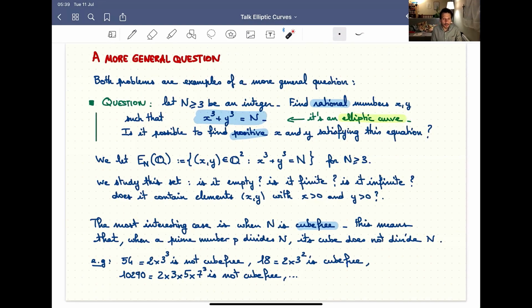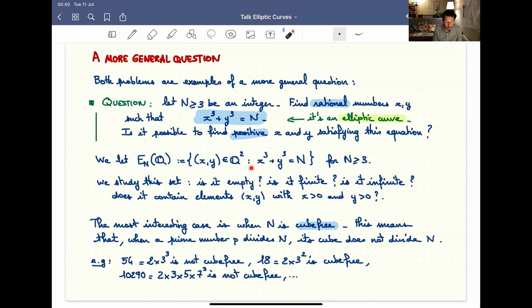Okay, so during the whole lecture, E_n(Q) is the set of solutions we're interested in. So it's the set of rational numbers x and y such that their cubes sum to n. And there is one such set for each integer n greater than 3. And there are plenty of questions that you can ask about this set. Is there any solution at all? Does this set contain any rational numbers at all?